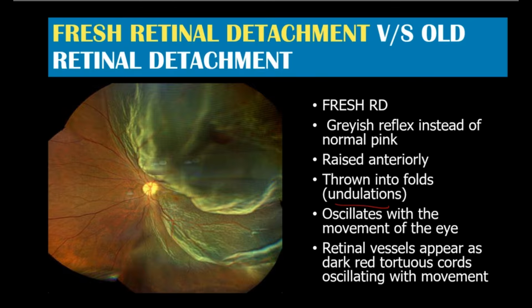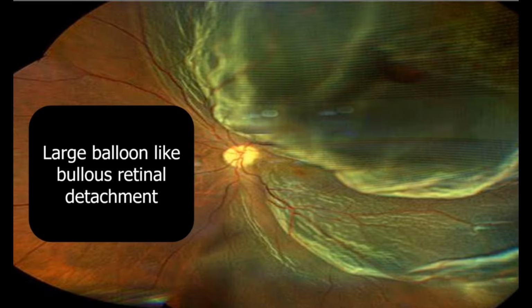The retinal vessels will appear as dark red tortuous cords, which will actually be oscillating along with the movement of the eyeball. So you can see these vessels over here, and you can see this ballooning of the fresh retinal detachment, right? A fresh retinal detachment is going to appear like this balloon-like configuration. This is known as a bullous retinal detachment, and as you can see, it actually has this undulation. It moves with the eye movement, and typically you will have a bright sheen at the summit. So you can see this bright sheen at the summit and a grayish appearance at the depressions of those undulations.